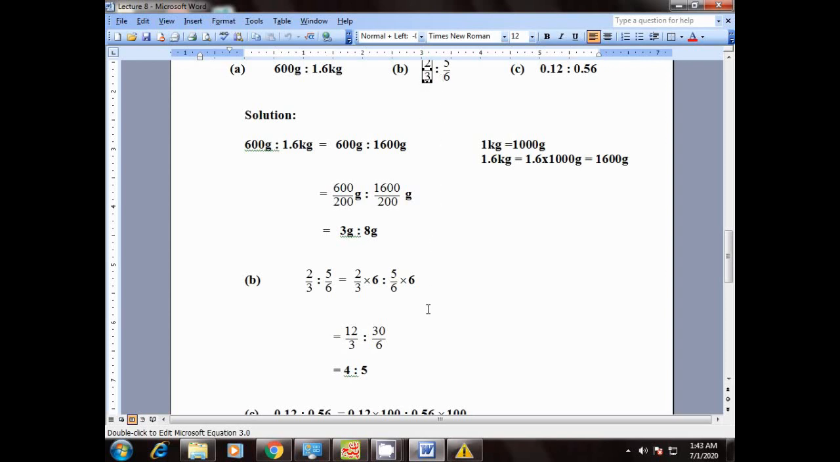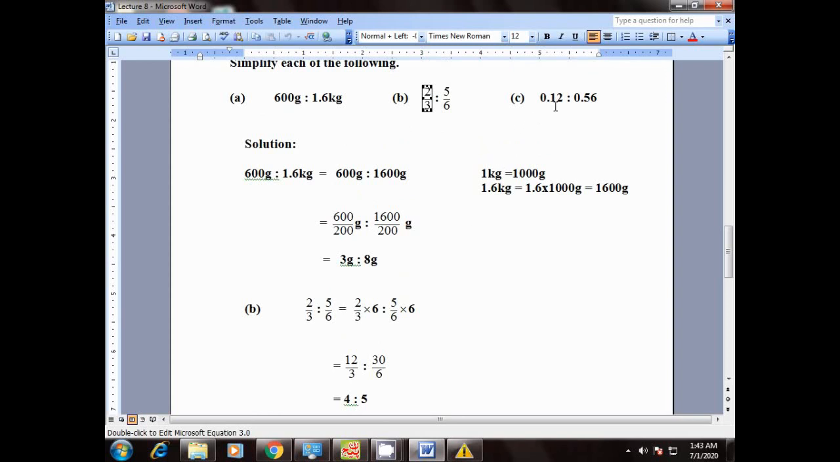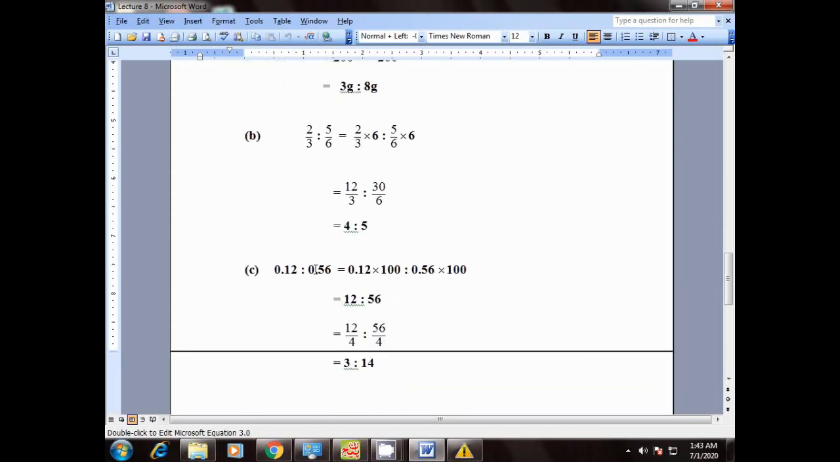Now the third part is given in the decimal form, 0.12 ratio 0.56. Let's simplify this ratio, or we can say let's find the equivalent ratio of these given quantities. Now I would like to multiply both quantities by 100. So 0.12 times 100 ratio 0.56 times 100.